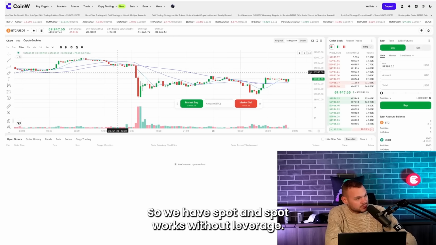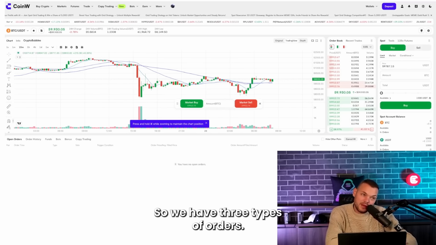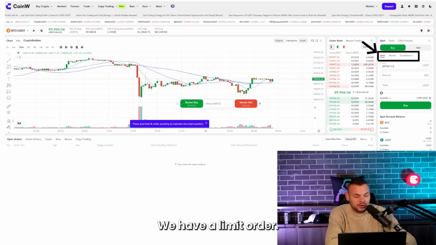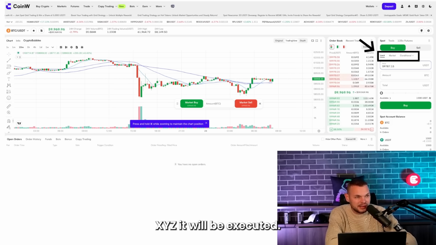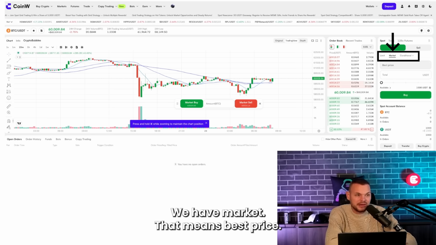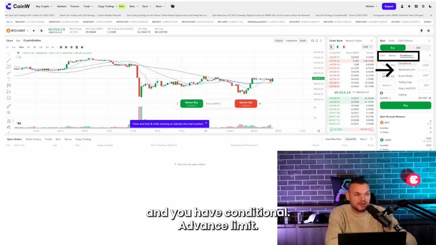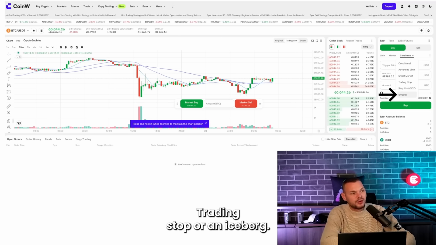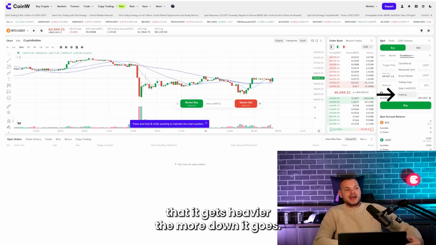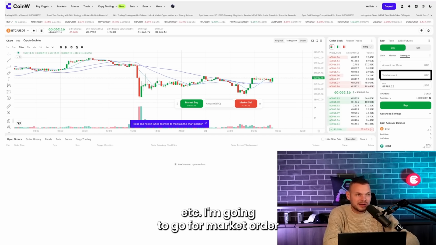So we have spot, and spot works without leverage. So we have three types of orders. We have a limit order. A limit means as soon as the price hits XYZ, it will be executed. We have market, that means best price, and you can select the total. And you have conditional, an advanced limit, smart market, trailing stop, or an iceberg, that means that it gets heavier the more down it goes. The amount per order, total amount, etc.